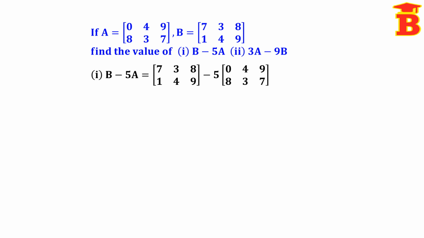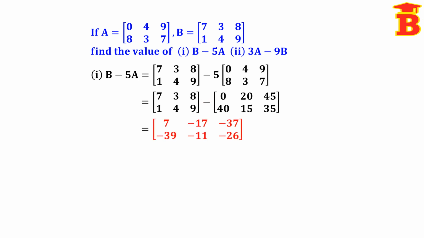Next step, multiply the 5 inside. Any number outside can be multiplied inside. So 5 multiplied inside: 5 into 0, 0. 5 into 4, 20. 5 into 9, 45. 5 into 8, 40. 5 into 3, 15. 5 into 7, 35.